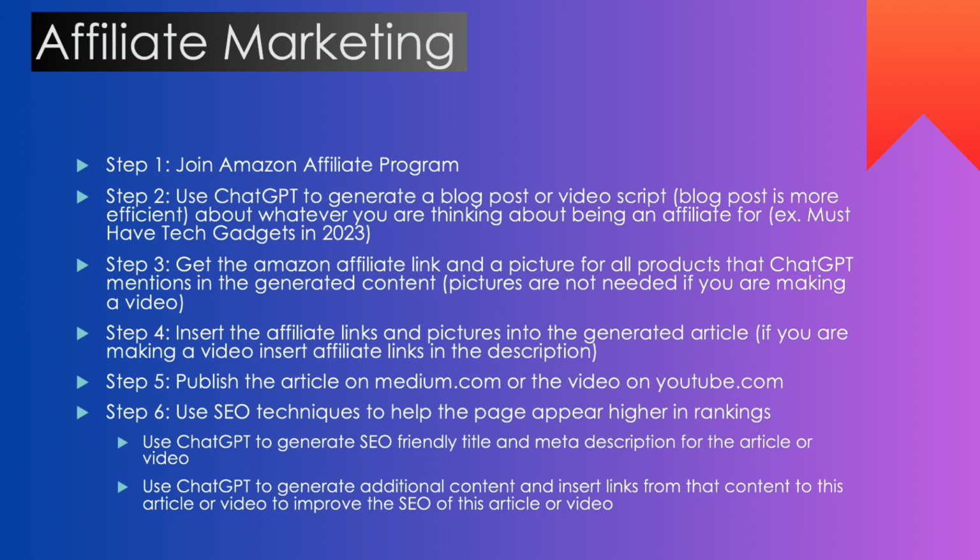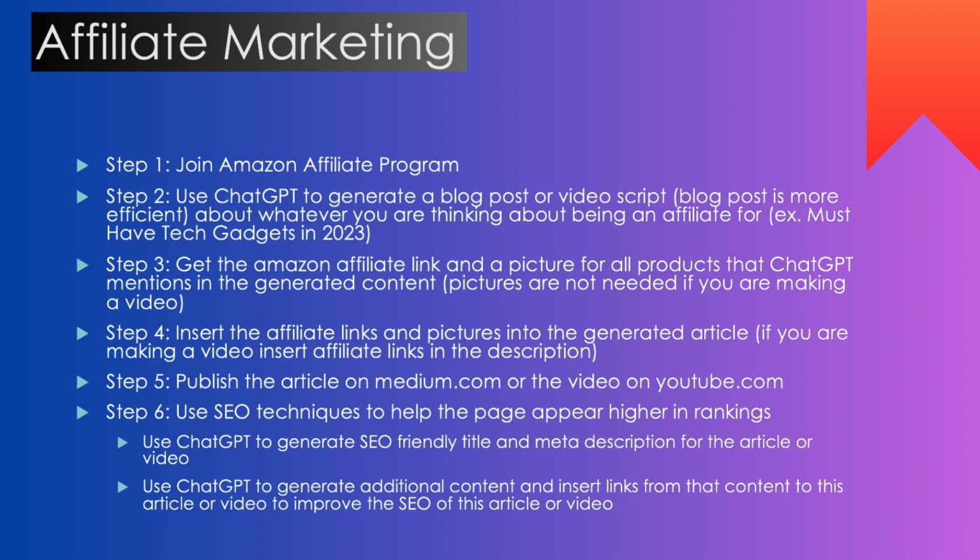So the first request would be: ChatGPT, generate an SEO-friendly title for an article about must-have tech gadgets in 2023, and then it's going to generate me a title based upon its own keyword research that's likely going to rank highly on Google because ChatGPT has pretty good knowledge of keywords. So it's going to be able to use that knowledge to generate a title that's going to rank highly on Google for this article.